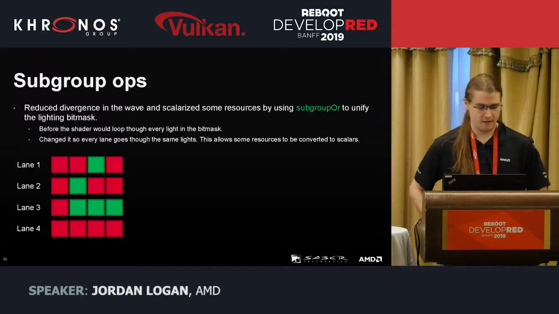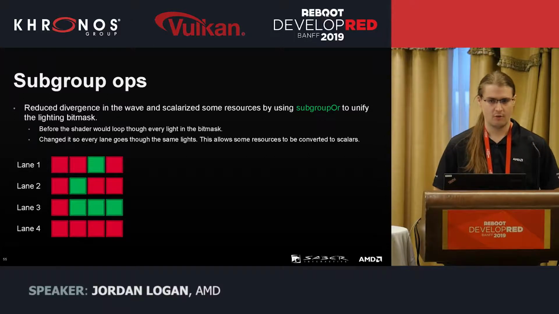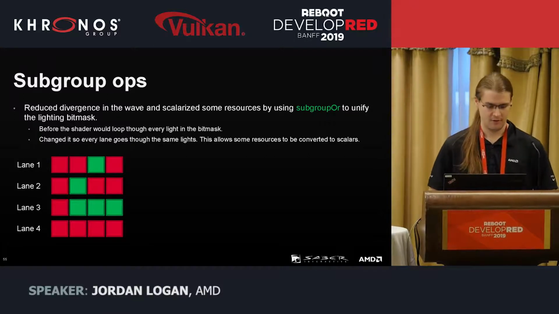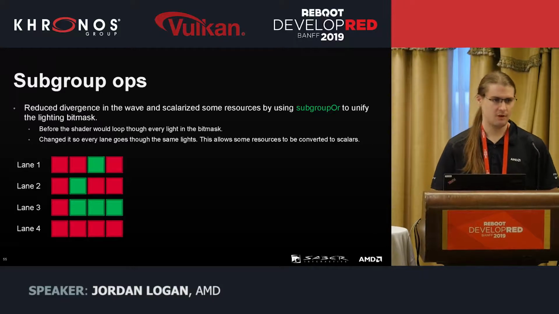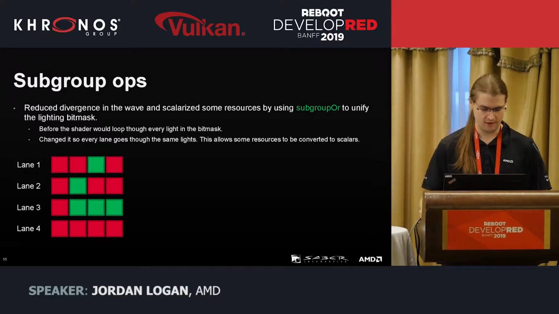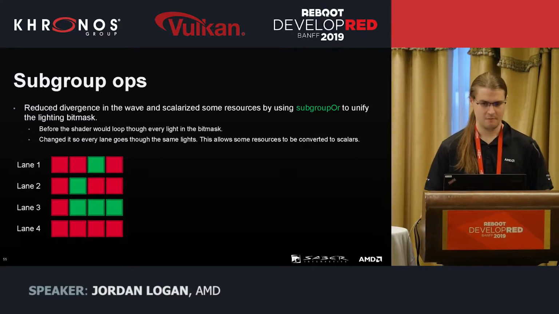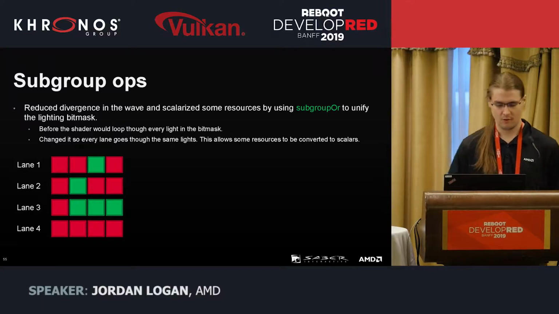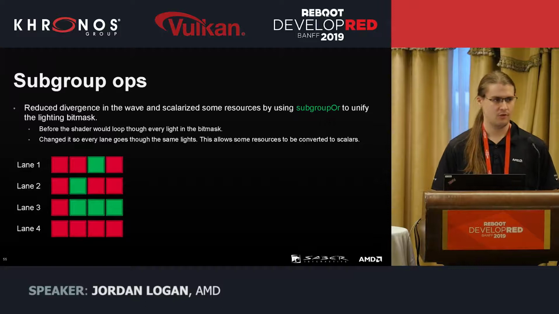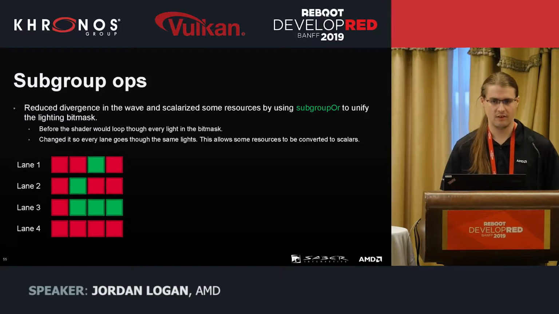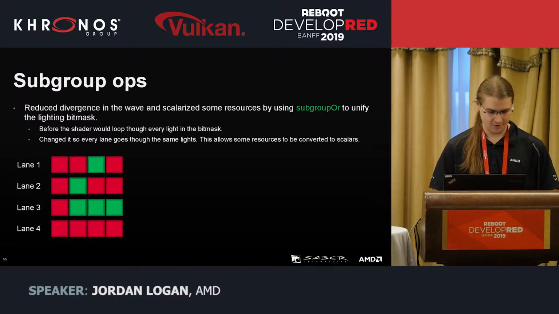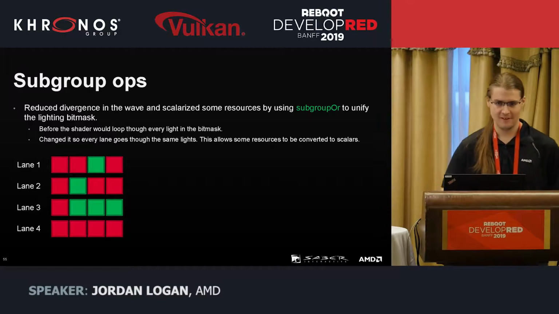The first is that we used subgroup OR. There is a 32-bit wide bit mask that specifies, for that pixel, which lights it needs to check and possibly apply. Before, the shader would just loop through this, bit shifting it over again and again. Because of how GPUs work, this meant that several lanes were being disabled. So we used subgroup OR to scalarize these resources and reduce the VGPR pressure.